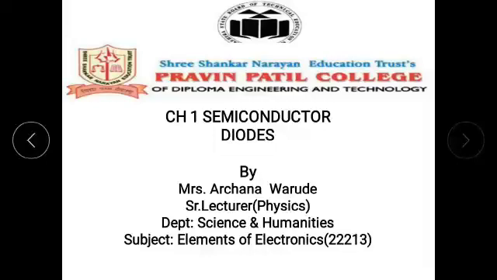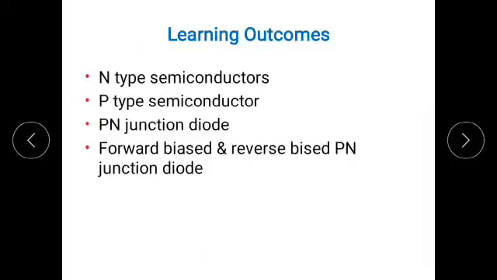In the last video, we studied what is meant by conductors, semiconductors and insulators, and what are the different types of semiconductors. And in today's video, we are going to learn about what is meant by N-type semiconductor, what is meant by P-type semiconductor, how the PN junction diode is formed, and what are the forward biased and reverse biased characteristics of PN junction diode.